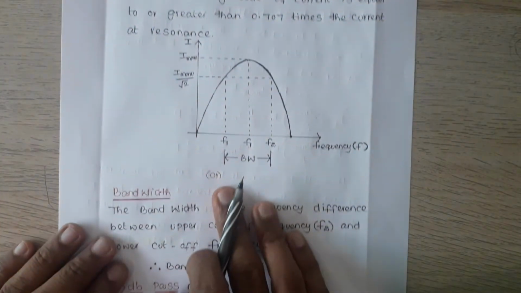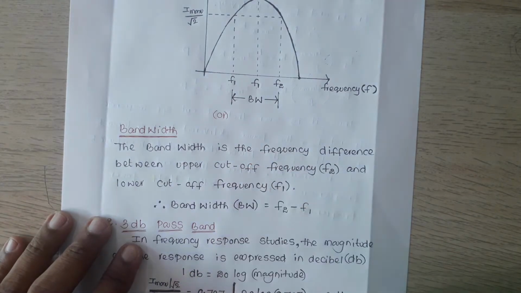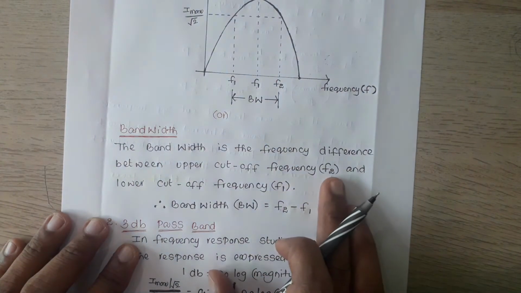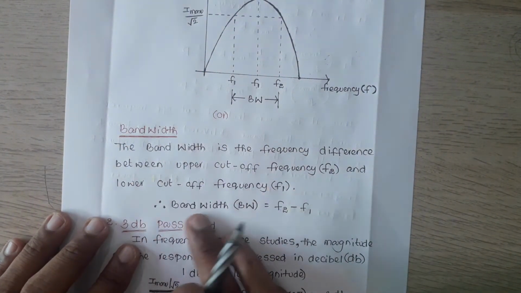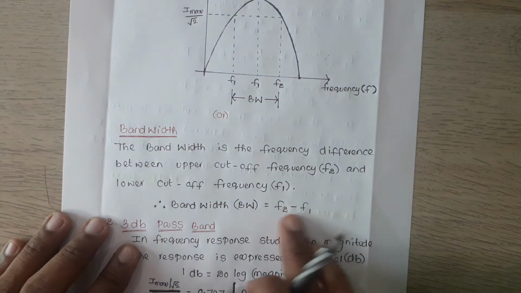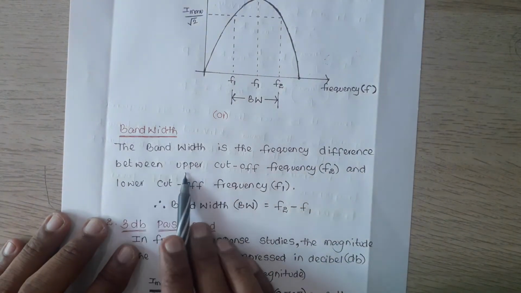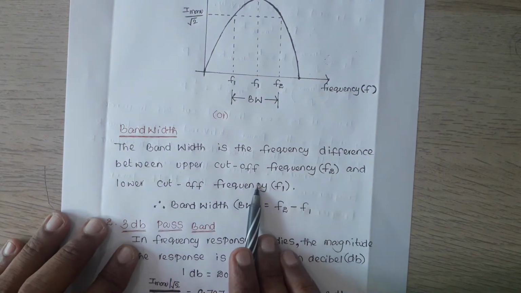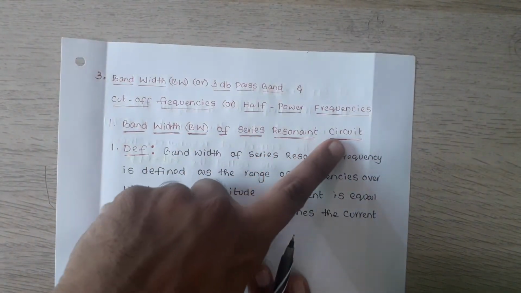The other way of defining the bandwidth: the bandwidth is the frequency difference between the upper cutoff frequency F2 and the lower cutoff frequency F1. Therefore, bandwidth equals F2 minus F1. This is the other way of defining the bandwidth of a series resonant circuit.